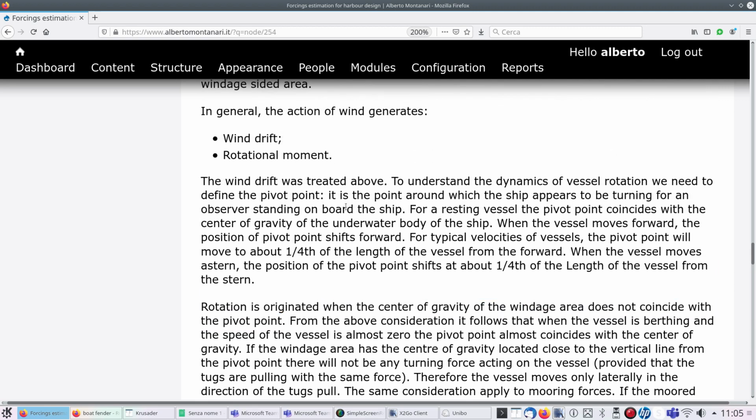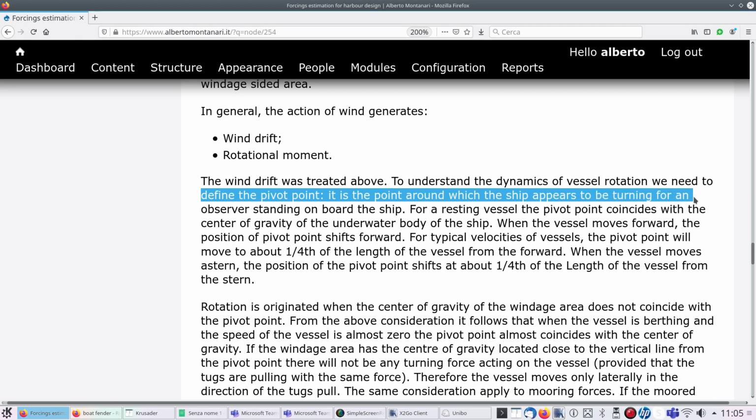It is defined here. We need to define the pivot point. It is the point around which the ship appears to be turning for an observer standing on board. So let's suppose that a ship rotates and you are standing on board.